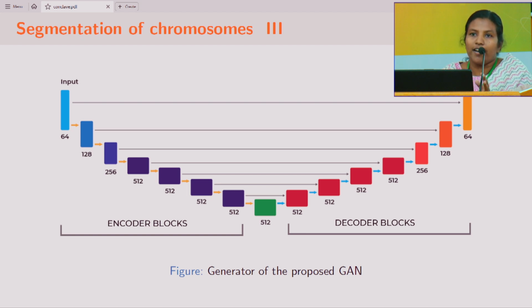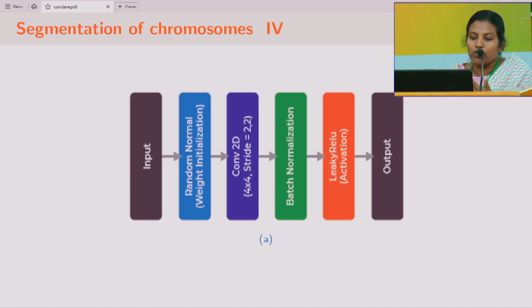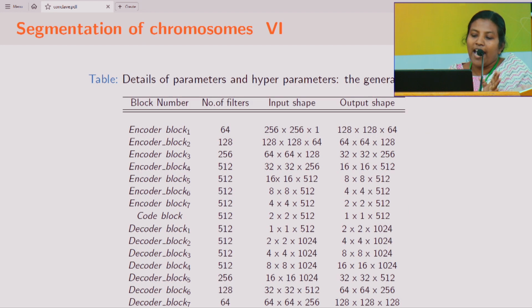Ultimately, we can see UNet. UNet is a wonderful architecture for semantic segmentation, and it is an encoder-decoder type architecture, and even with a small amount of data, it can work well. So basically, pix-to-pix uses the UNet architecture as the generator. In our method, we have modified this UNet architecture. I'm not going into the details because of the time limitation. This is the encoder and the expanded decoder blocks, and this is the main architecture in which you can see the number of parameters, input shape and output shape, etc.